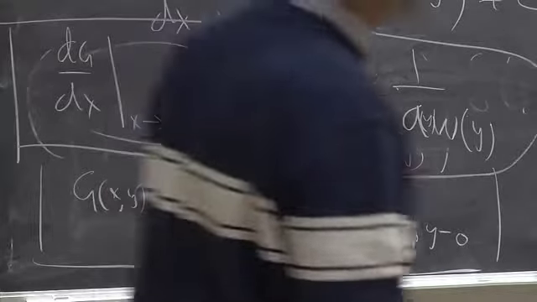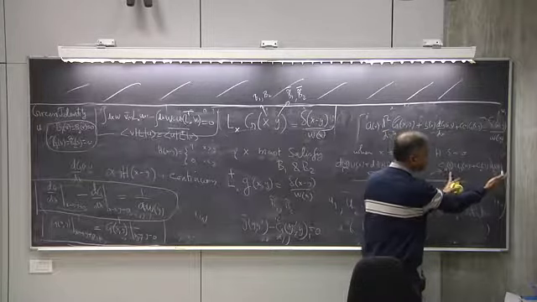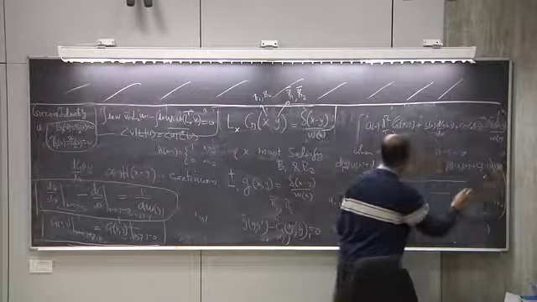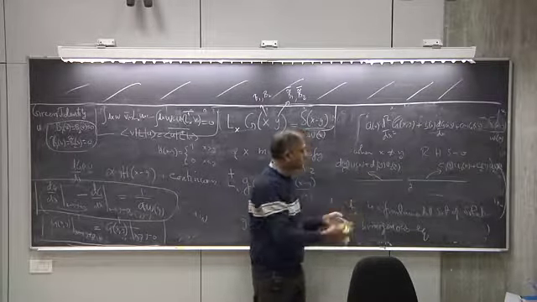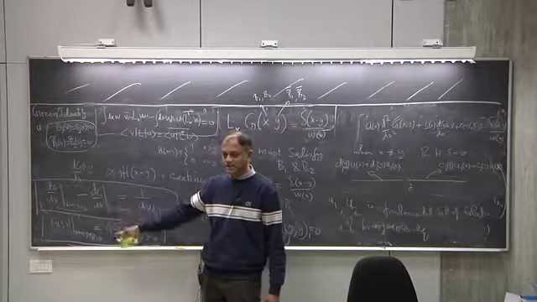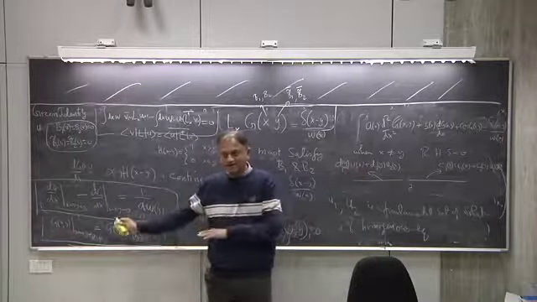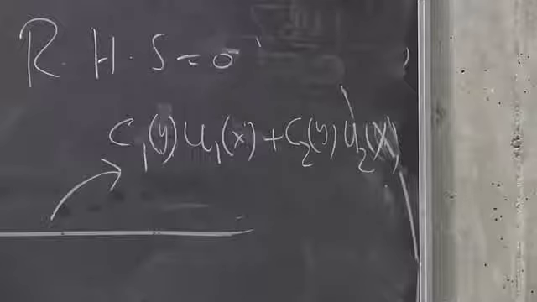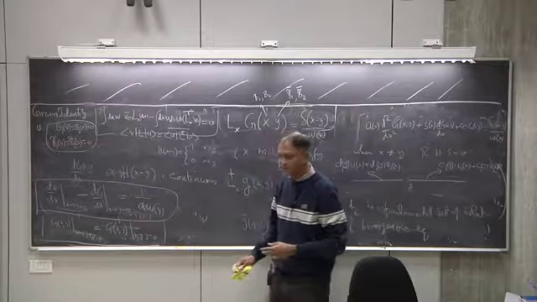So what is the strategy now? We said for x greater than y, this must be a linear combination of the fundamental solutions. And similarly, for x less than y, there should be another linear combination. But then they must satisfy these continuity and discontinuity conditions for g and the derivative of g. So you have to plug that in here, and you will get two conditions on these coefficients c1, c2, d1, d2. Then we'll analyze further from there.